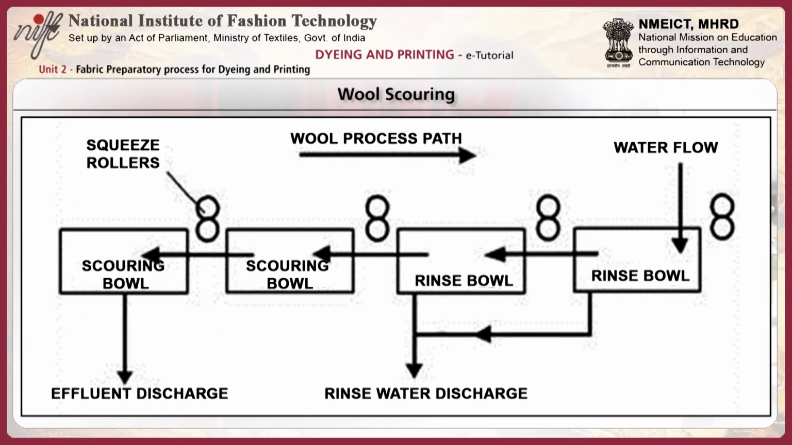Raw wool scouring machine contains 4 bowls. Each bowl consists of a long trough provided with a false bottom. Soap and alkali are added to the first bowl. Detergent is added to the second and third bowls, and only water in the fourth bowl.